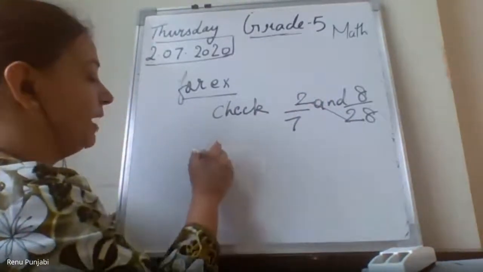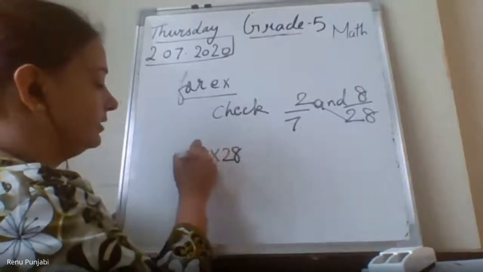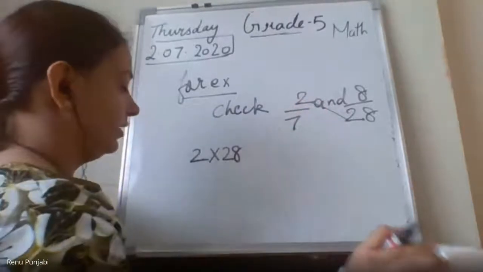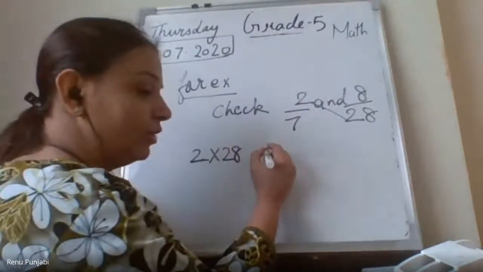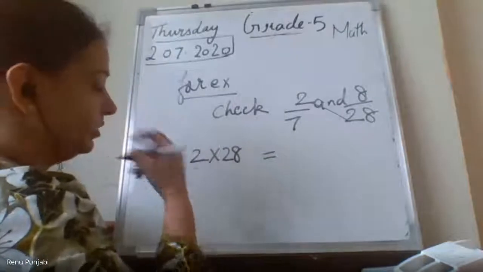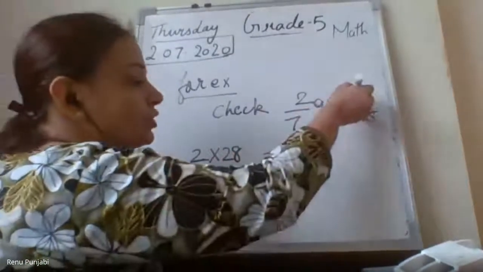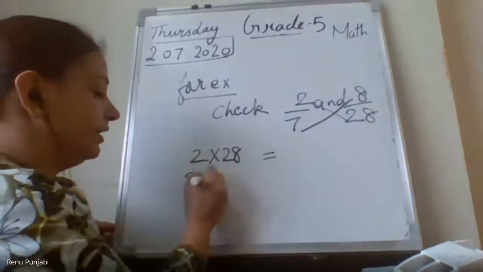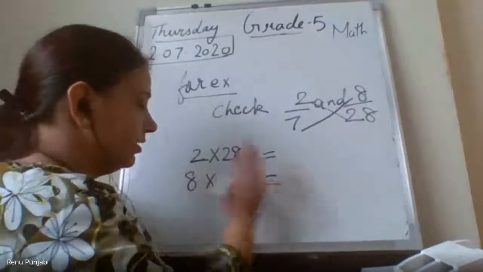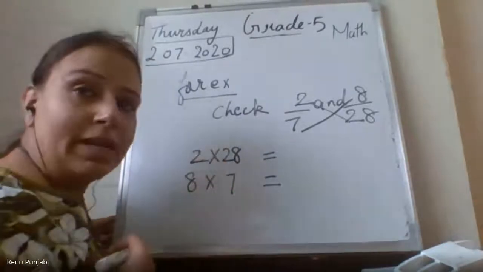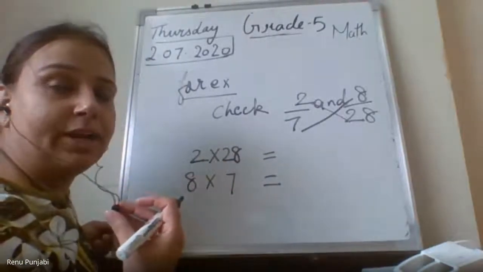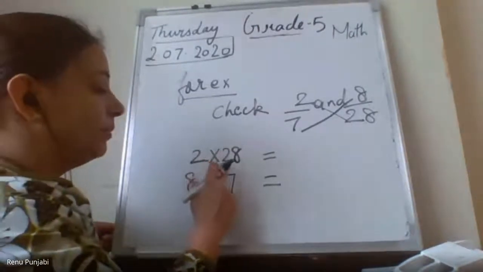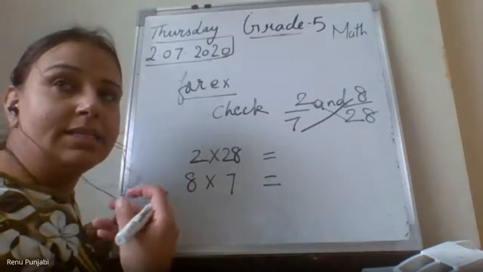So 2 multiplied by 28, and at the place of this you write the equals to sign. So next, now this numerator will multiply by this denominator. So 8 into 7. So 2 into 28, multiply it and write the answer in the chat box fast.